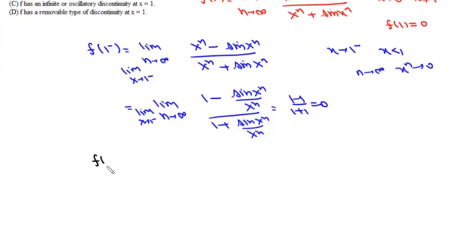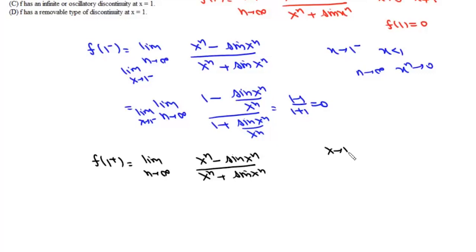Now for f(1 positive), we can write this as limit n tends to infinite of x to the power n minus sine x to the power n upon x to the power n plus sine x to the power n. Now when x is 1 positive, so this limit is x tends to 1 positive. X is greater than 1, that means x to the power n approaches infinite as n approaches infinite. So this is infinity upon infinity form. So what we'll do is we'll divide everything with x to the power n.